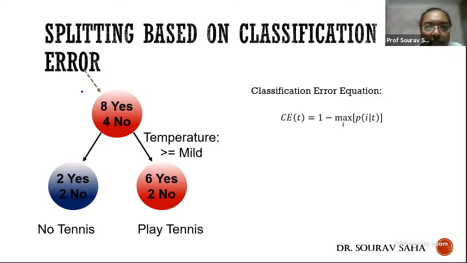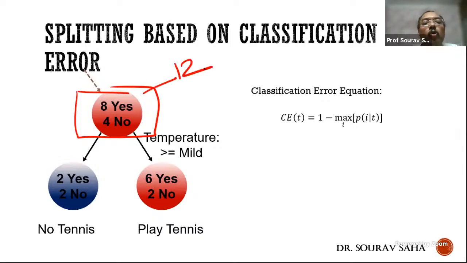See, here is a data set which I'm having, where there are 12 data points in the root node. 8 of them say yes, and 4 say no. Then I'm doing a split based on temperature. If I do the split based on temperature, 2 of them say yes and 2 of them say no. If you remember the data that we had, this is how it looks. And on this particular part, we have 6 cases which say yes, go out and play tennis, and 2 cases which say no, don't go and play tennis.